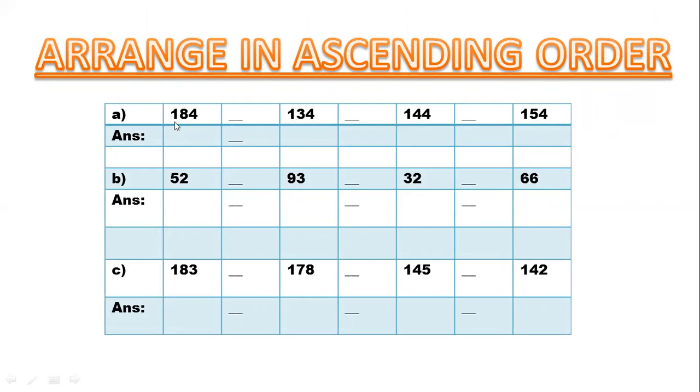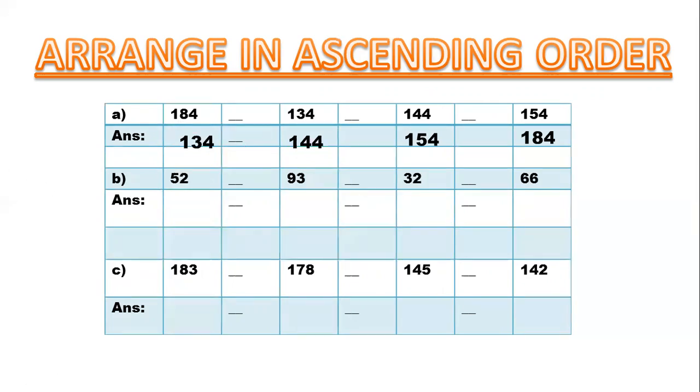Always see that according to the counting, you will understand. From the second number, you will understand in which place you have to put it. Now, out of this, which is the smallest number? 134. This will come first. After that, which is the smallest number? 144. Then 154. And at last, it will be 184.